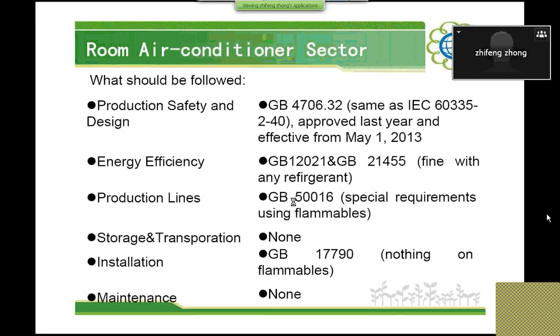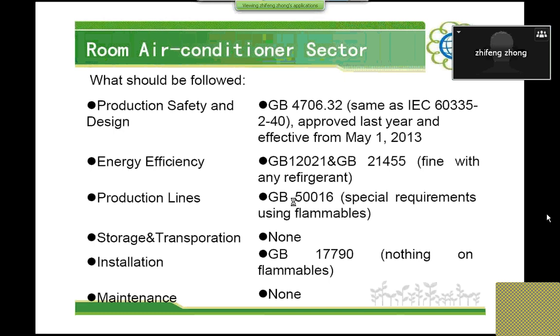For this energy efficiency standard, it is fine with the 290 refrigerant, because this standard does not care which kind of refrigerant you will use. This standard only cares about the energy efficiency of the production. And also for others, for example, for the production lines, because 290 is a flammable gas, we have some safety requirements for the production lines.